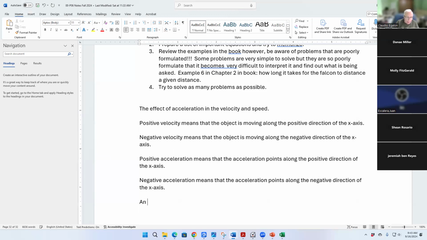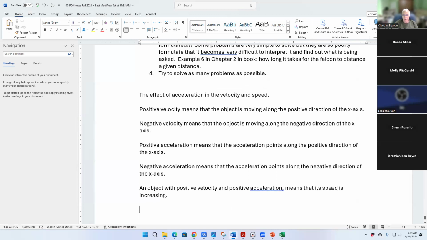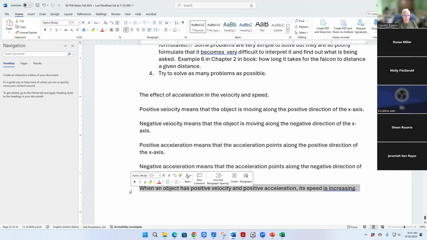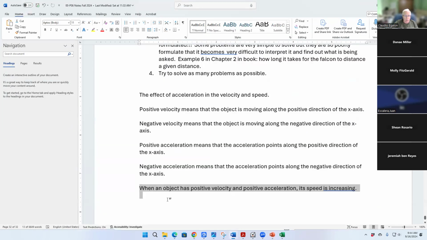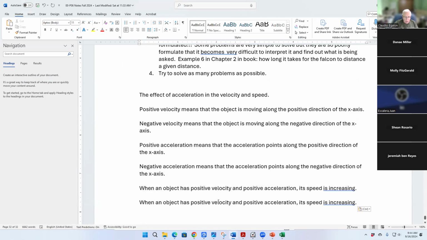Then an object with positive velocity and positive acceleration means that its speed is increasing, okay? Remember, I put the word here, speed. When an object has positive velocity and positive acceleration, its speed is increasing, okay? That's what you saw right in here. Now here's the other way around. When an object has positive velocity and negative acceleration, its speed is decreasing.